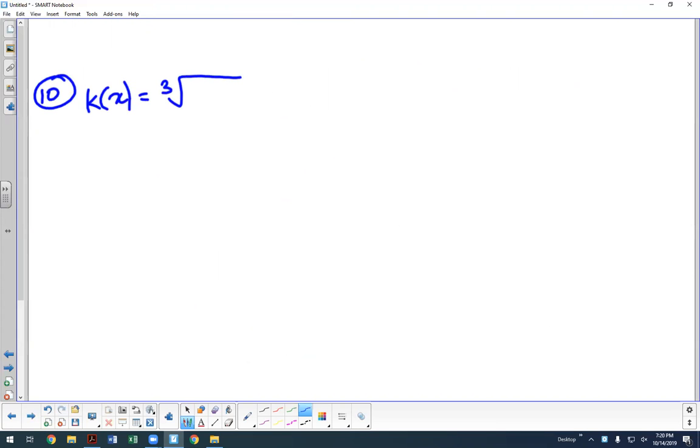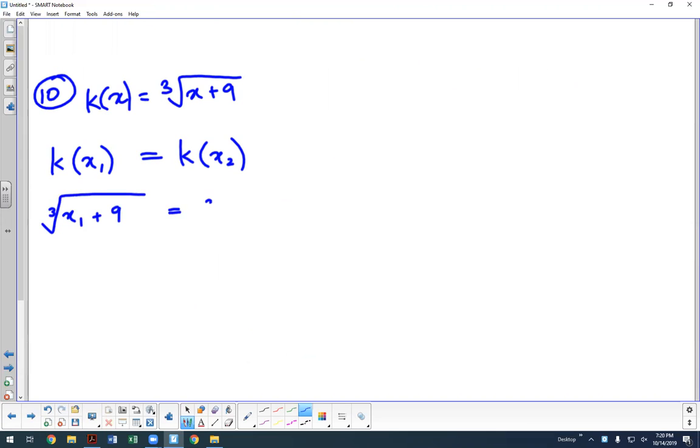Cube root of x plus 9. So in that same way as we did number 9, we will start with k of x sub 1 equals k of x sub 2. This will of course become cube root of x sub 1 plus 9 equals cube root of x sub 2 plus 9. What should we do next to clean up our equation?